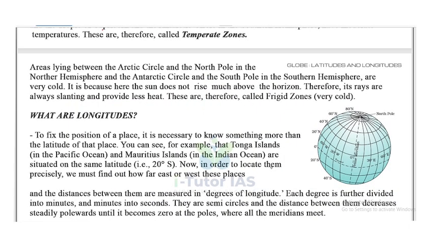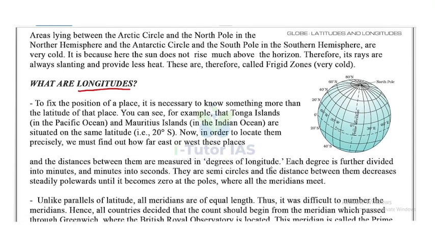So we already discussed latitudes. Now, what are longitudes? To fix the position of a place, it is necessary to know something more than the latitude of that place. You can see, for example, that the Tonga Island in Pacific Ocean and Mauritius Island in Indian Ocean are situated on the same latitude, that is 20 degrees south.